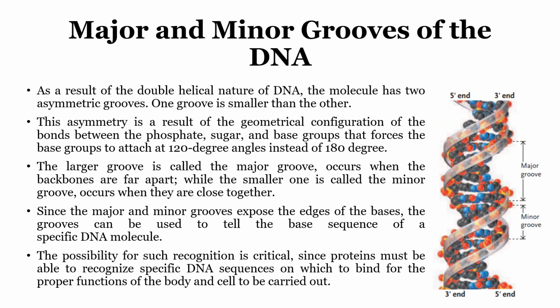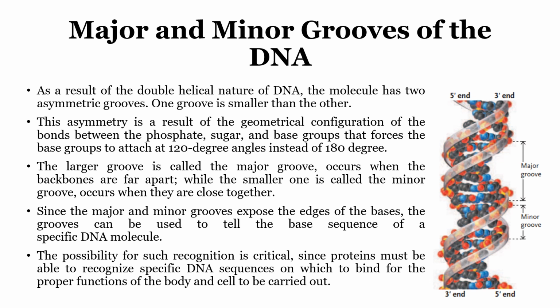Major and minor grooves of DNA. On the diagram you can see this is the major groove of DNA and here is the minor groove of DNA. As a result of the double helical nature of DNA, the molecule has two asymmetric grooves. One groove is smaller than the other. This asymmetry is a result of the geometrical configuration of bonds between phosphate, sugar and base groups that forces the base group to attach at 120-degree angles instead of 180 degrees.